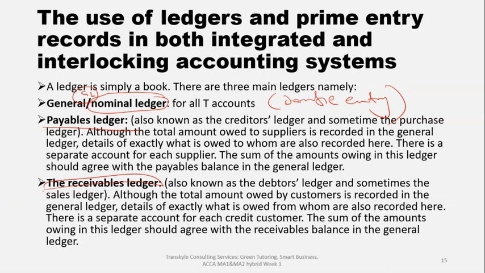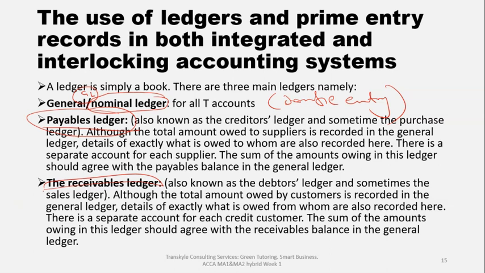So, although the total amount owed to suppliers in the payables ledger is recorded in the general ledger, details of exactly what is owed to whom are also recorded in this particular ledger, the payables ledger. It is sometimes called a personal account or a personal record for creditors. Those suppliers who have supplied us goods on credit.